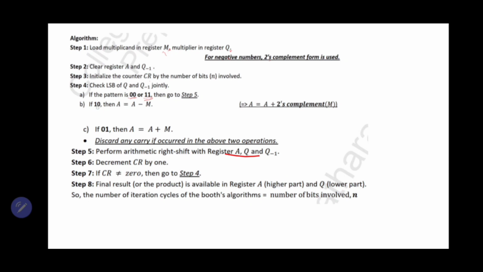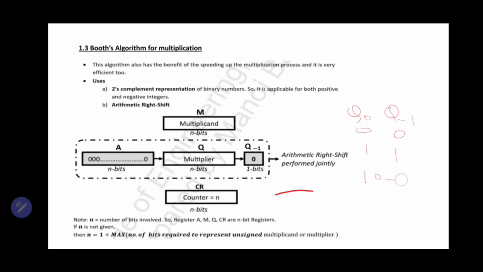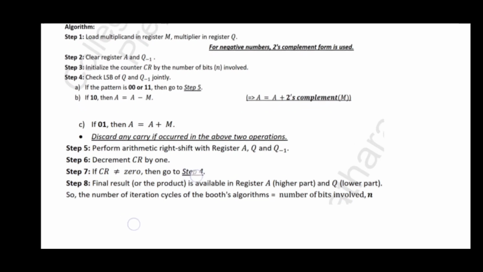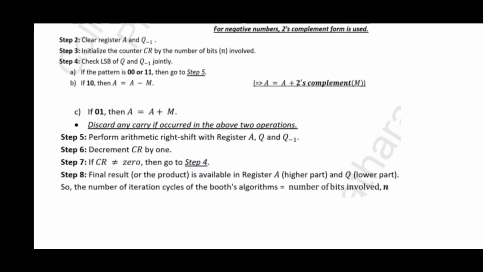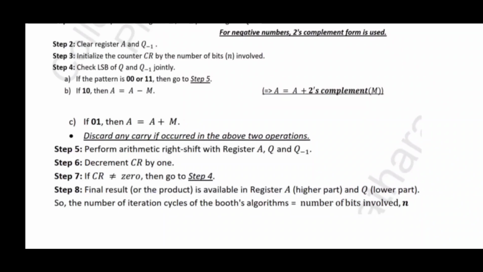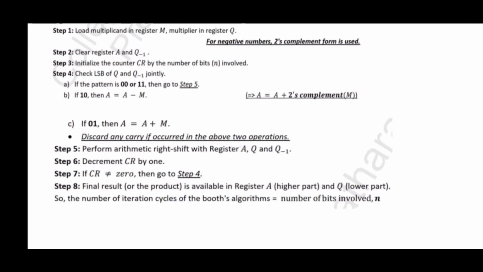If it is 1, 0, we have A minus M: subtract M from A and the answer will be saved in A. If it is 0, 1, then add A plus M and save the value to A. After that, perform the arithmetic shift on A, Q and Q minus 1. Then the sixth step is to decrement the count register by 1. So one process is completed, then decrement by 1. If the count is not equal to 0, then go to step 4, and step 4 is repeated.